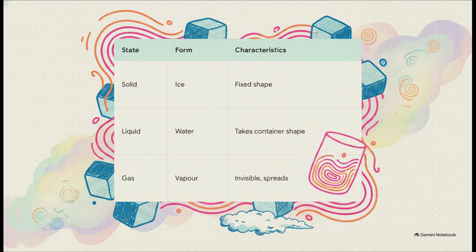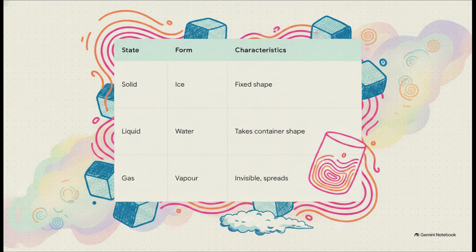Then we have the liquid state, just regular water. It has no fixed shape, right? It effortlessly flows to occupy and fill whatever container you pour it into. And finally, the gas state, known as water vapor. Now, the absolutely crucial point here is that water vapor itself is entirely invisible. It just spreads through the surrounding space unseen.